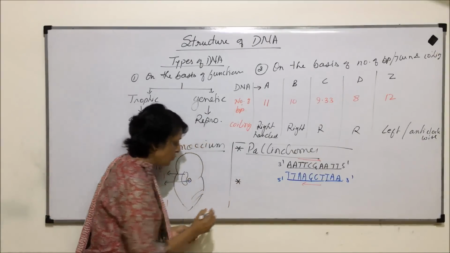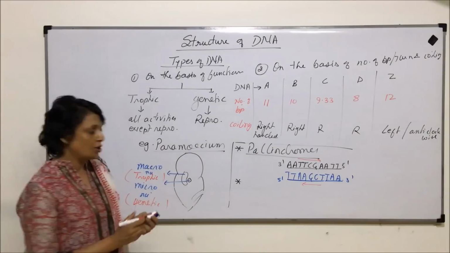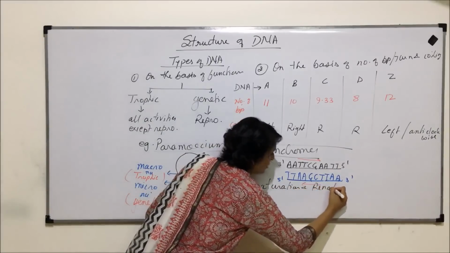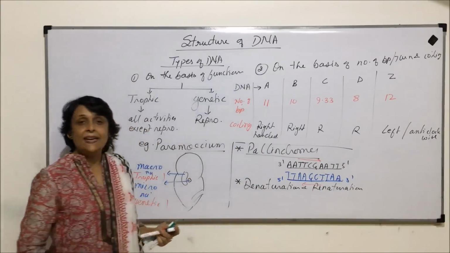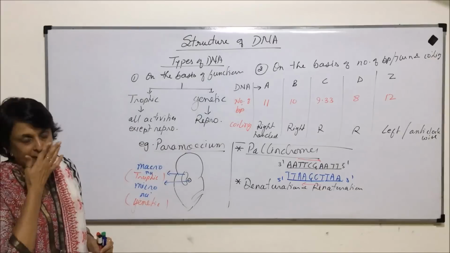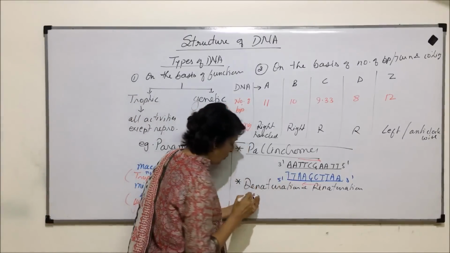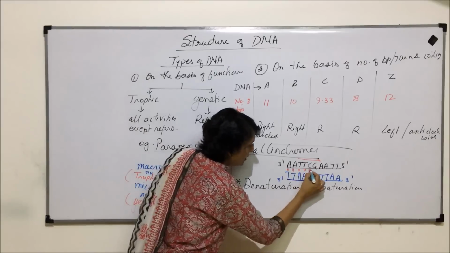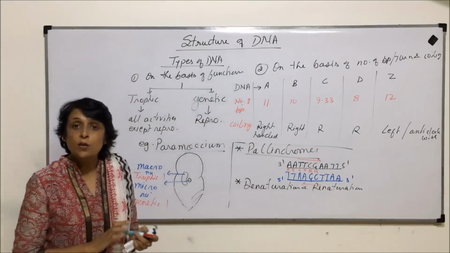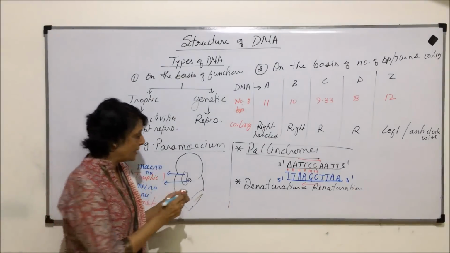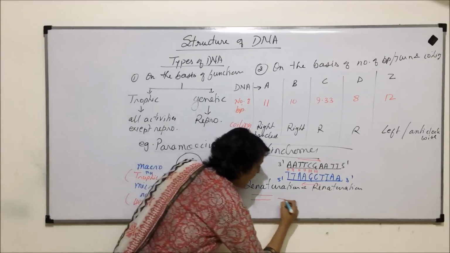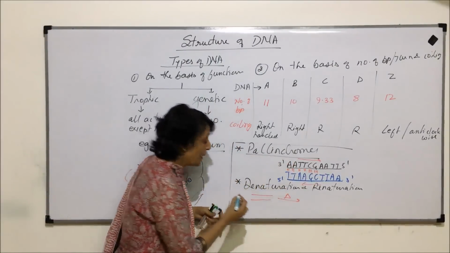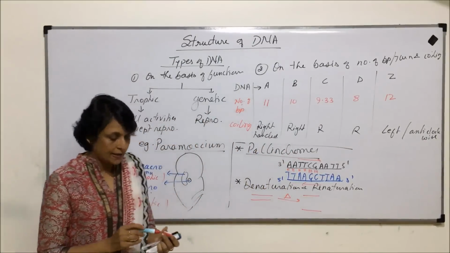Another important thing which we need to know about DNA is denaturation and renaturation. If DNA is treated at a higher temperature, what happens is the bonds between these nitrogen bases, between A and T, two hydrogen bonds, here three, and so on. Hydrogen bonds are weak bonds. So as soon as the temperature is increased, these are the two DNA strands, and if we heat it, the hydrogen bonds between the two strands break, and the two DNA strands separate.